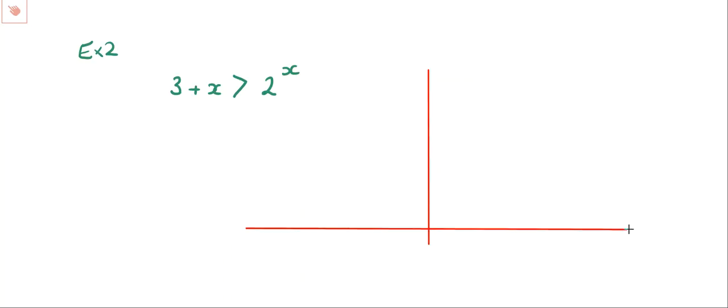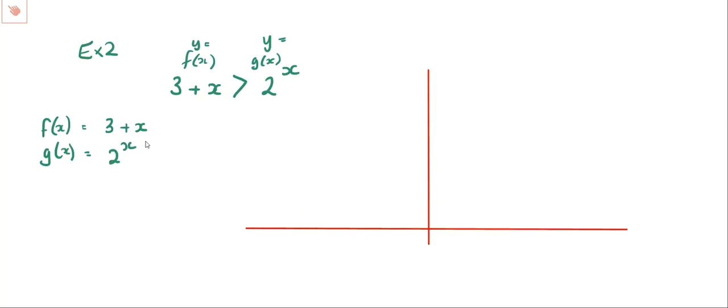And what we should do is, you've got two functions here. I'm going to use proper function notation. The first one is 3 plus x, so that's f of x, which is just another way of saying y equals. We'll look more into that later in the course. The other one, I'm going to call g of x, just because it's the second one. G of x is 2 to the power of x. So we've got two functions.